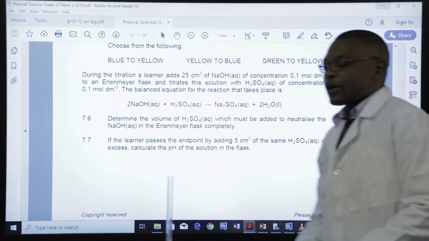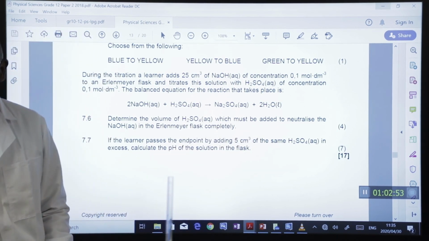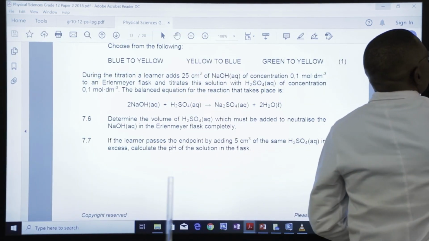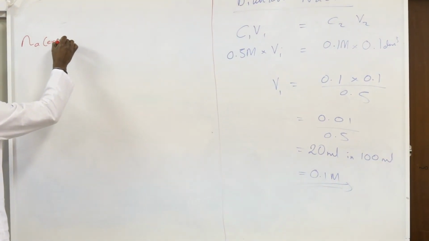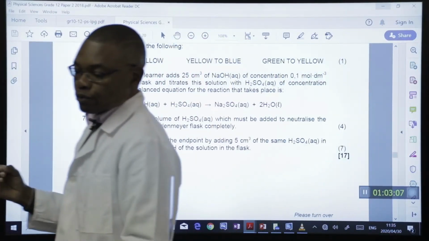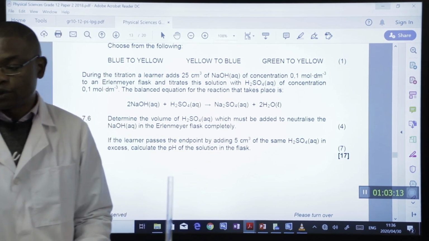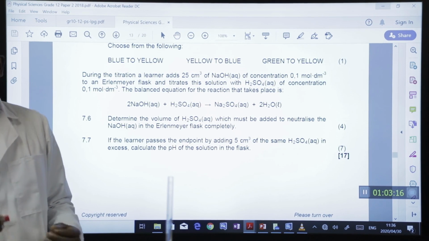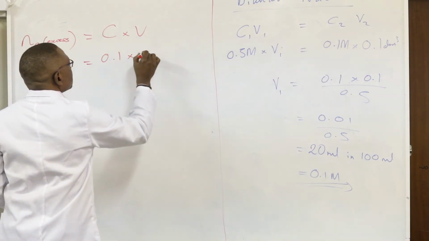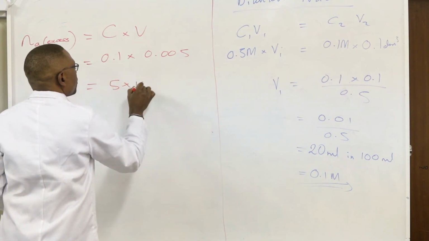Remember, it's adding 5 mils of the same in excess, more than what is actually needed, of which we know that the acid in excess is equal to concentration times the volume, of which the excess that has been added is 5 mils. 5 divided by 1,000 to change it to dm cubed becomes 0.005. So the concentration is 0.1 times 0.005, which will give you 5 times 10 to the power minus 4.